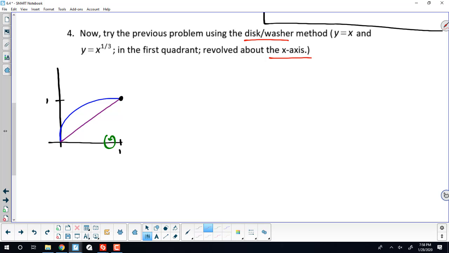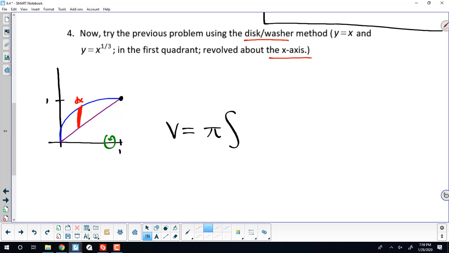Okay, I don't really see anybody writing anymore, so I'm just gonna use that as either you've checked out or you're done. It's either way. So it specifically says the disc washer method revolved around the x-axis. So the disc and washers are perpendicular to the axis of revolution. We're integrating this with respect to x. So we've got a gap between our function and the axis of revolution. We're going to have an outer radius and an inner radius here.